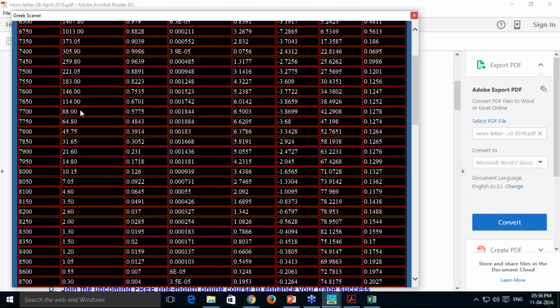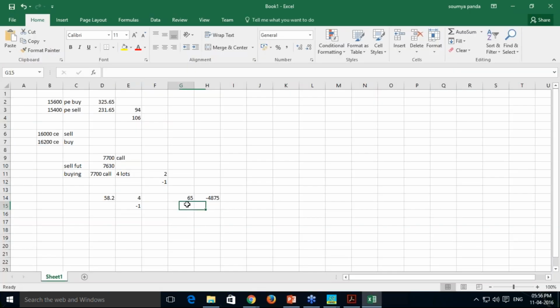Here my option has closed at 88. So 88 minus 58.20 is the profit I got, into 4 into 75. So you got 8,000. So this is the net profit you have realized. So you have realized a net profit of 4,065.